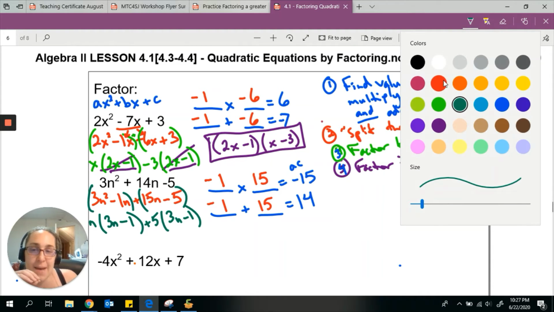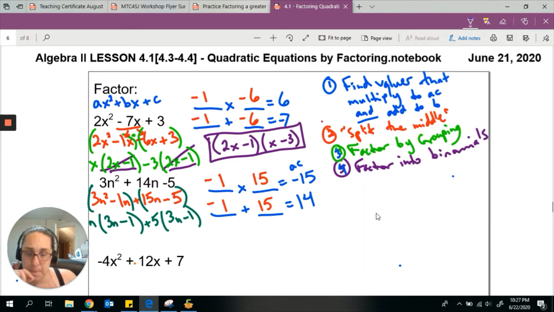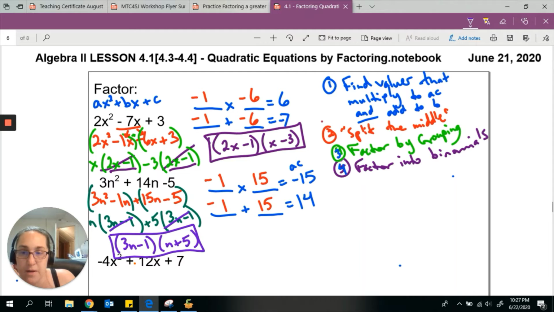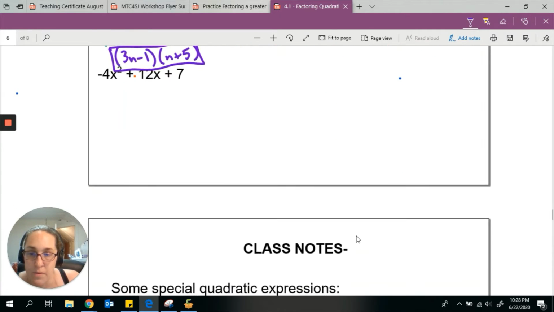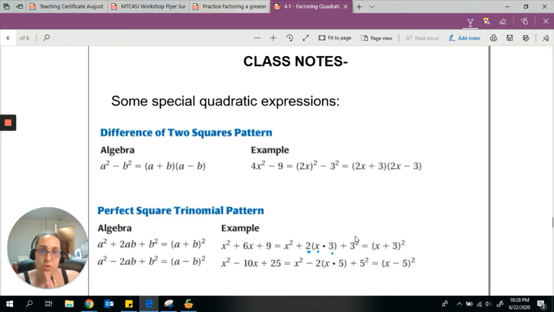Then the last step says factor into binomials. So my first binomial is this 3n minus 1. If I factor that out of each of those, I get n plus 5. And so now I factored that quadratic. That's the factorization of that quadratic. I'm not going to do the third example right now. If you want to do that for more practice, feel free, but you will have some practice on your assignment for today.